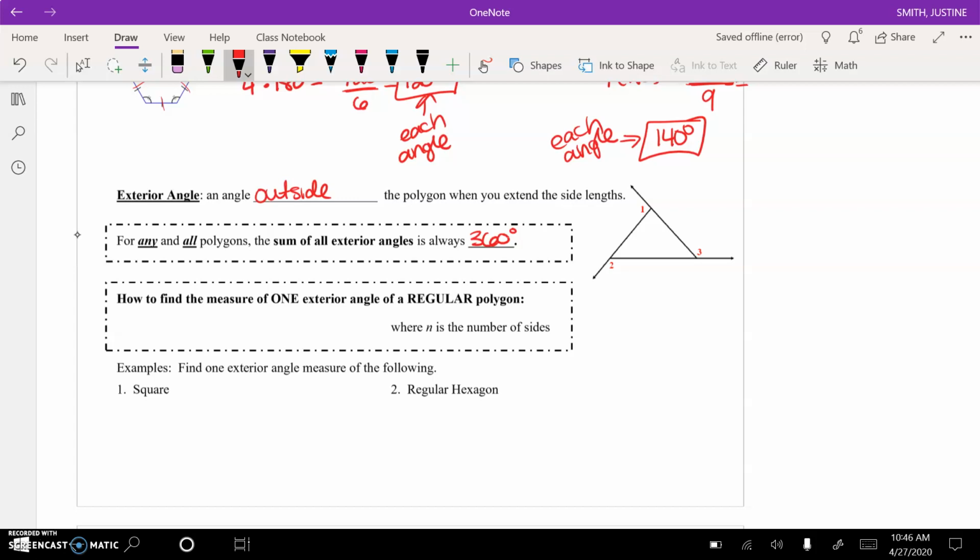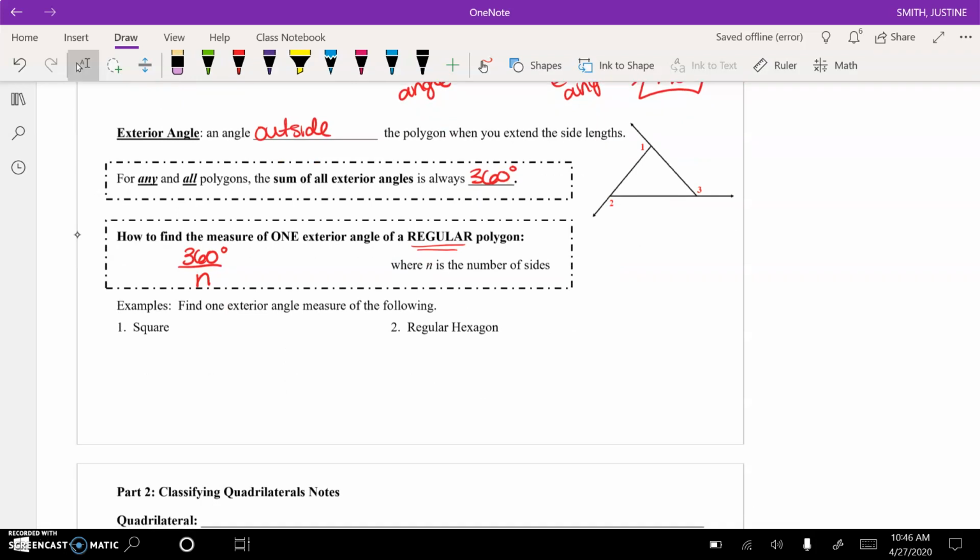So this says how to find the measure of one exterior angle, and again, it has to be a regular polygon. Okay, so to do that, if it's regular, they all have to be the same. So we're just going to do 360 degrees divided by the number of sides. Okay, so it always has to sum to 360. So find one exterior angle of the following. So a square, again, I know the sum is 360 because it's always going to be 360. I'm going to divide it by the number of sides to get 90 degrees for each exterior angle.